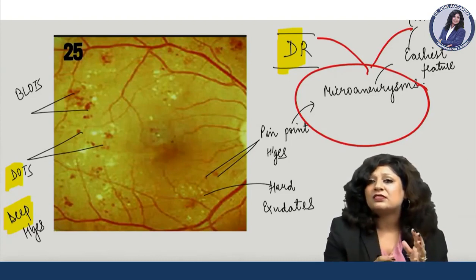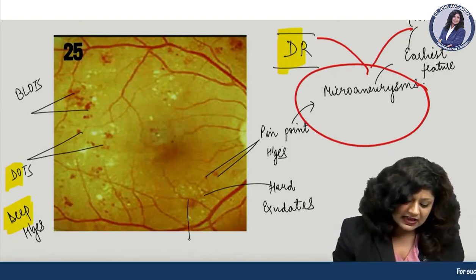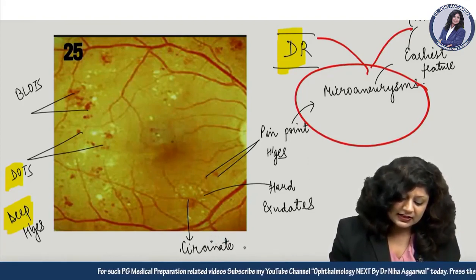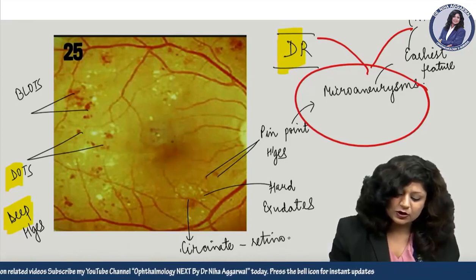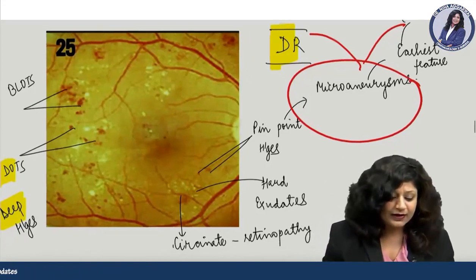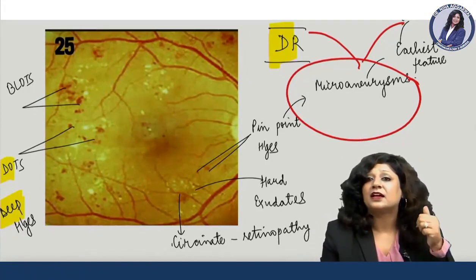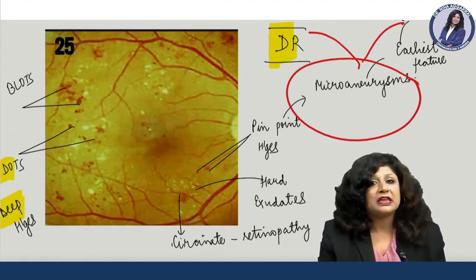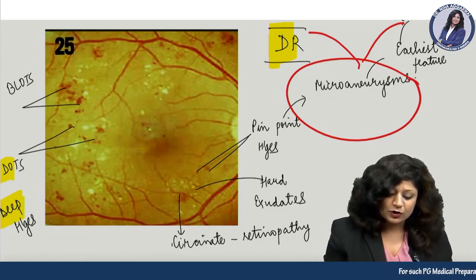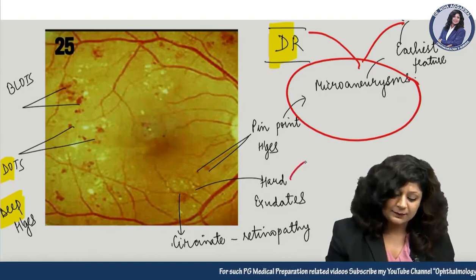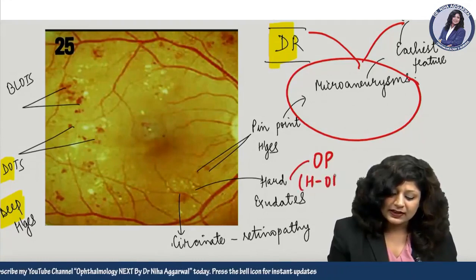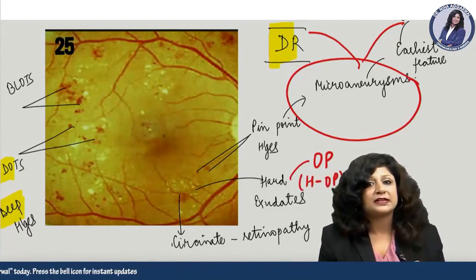If they are arranged in this ring-shaped fashion, then this is called circinate retinopathy. It is also called circinate retinopathy. Now you have to be very particular about the layers in which they are present. The changes of hypertensive retinopathy were present in the nerve fiber layer. For diabetic retinopathy, if I talk about these hard exudates, they are present in the outer plexiform layer. So you can remember it by HOP: hard exudates are present in the outer plexiform layer.